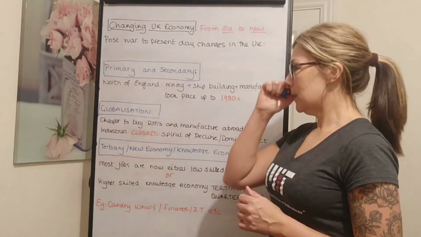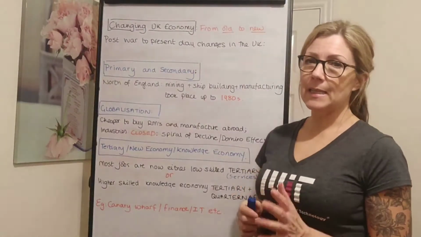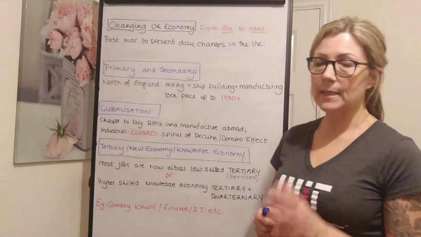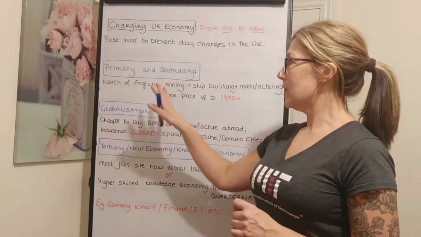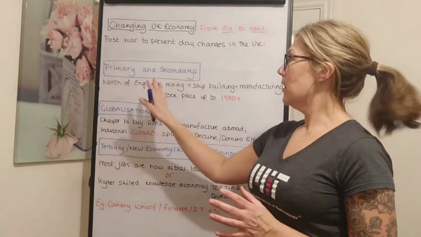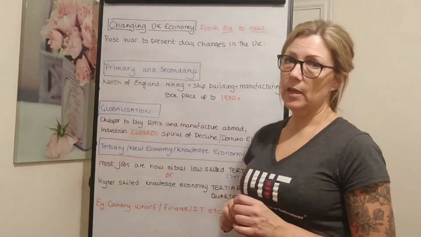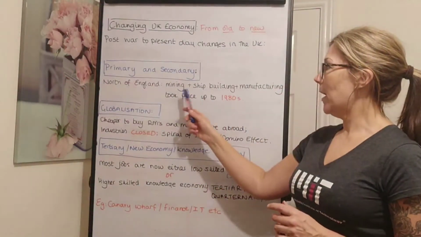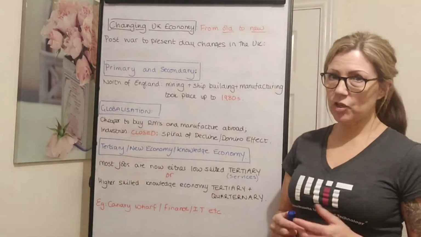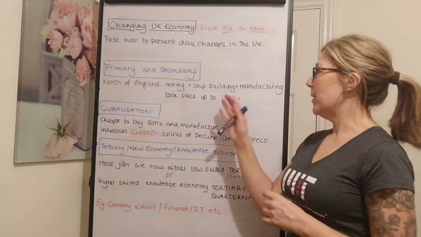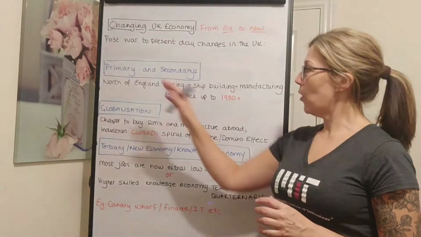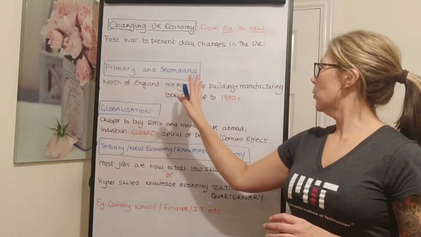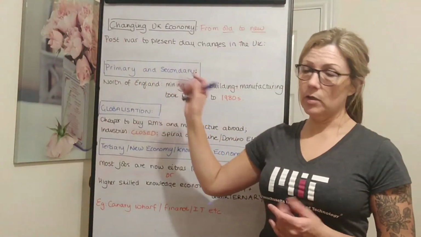So in the past, especially in the north of England, in the Edexcel textbook it talks about places in the northeast and the northwest, and that's because in the north of England in the past there were lots and lots of primary and secondary jobs. Mining, shipbuilding, manufacturing, lots of jobs that took place up to about the 1980s. So primary would have been mining and secondary would have been manufacturing of different goods.